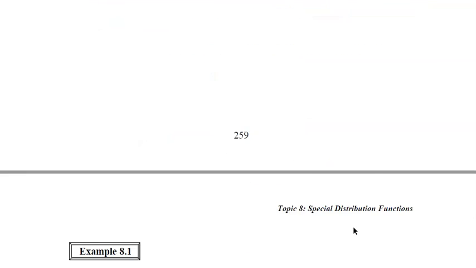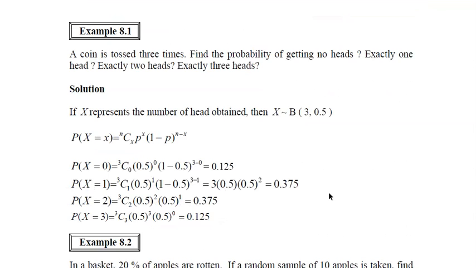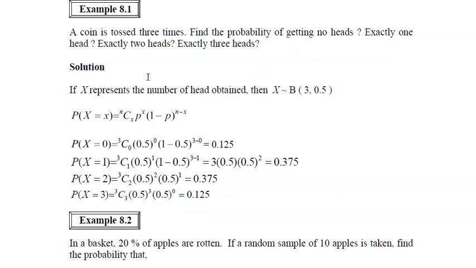So let's proceed. For example, 8.1 already has a solution, no worry. A coin is tossed 3 times. Just imagine you have a coin and toss it 3 times, and find the probability of getting no heads, exactly 1 head, exactly 2 heads, exactly 3 heads. So X represents the number of heads obtained. Our binomial solution has the number of trials as 3, since it is tossed 3 times, and the probability of getting heads is 0.5.